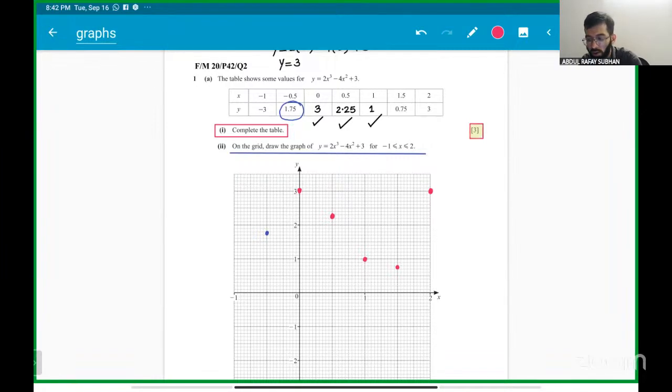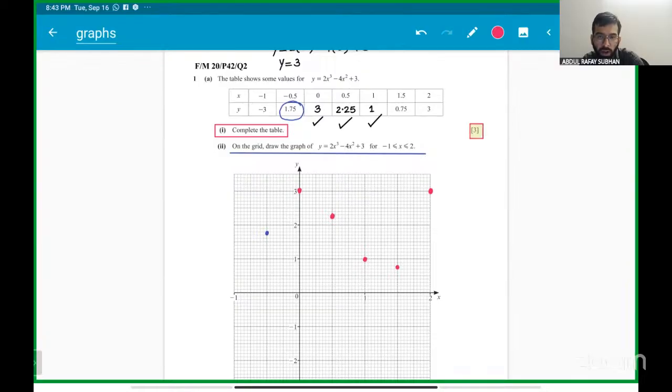Is everyone clear? Everyone on the same page? Is everyone clear how we are sketching the graphs? Once you have made the points, make sure nobody uses the rulers. Sorry, you must not use any ruler.